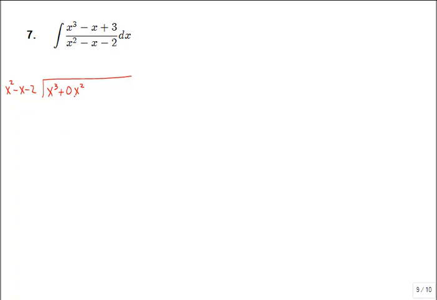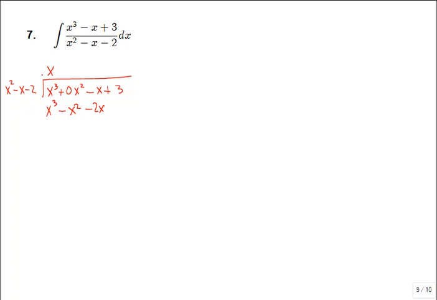So it's good to have space for it. All the other terms are accounted for, and make sure these are in decreasing order. So now what I do is I say x squared times what would give me x cubed? Well, that would be x. X squared times x is x cubed. Negative x times x is negative x squared. Negative 2 times x is negative 2x.